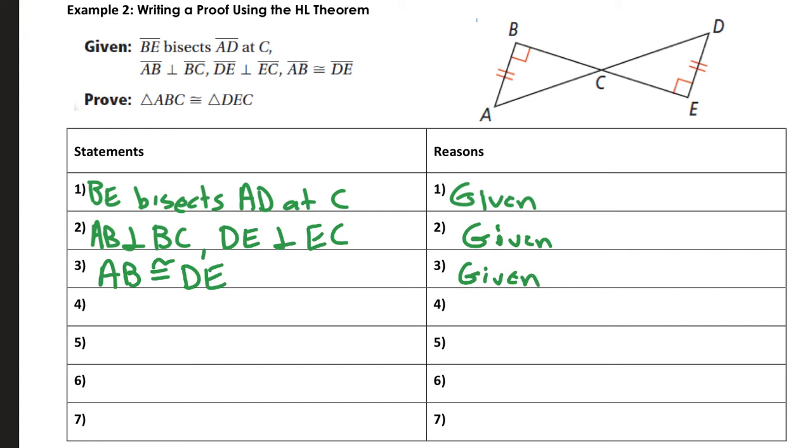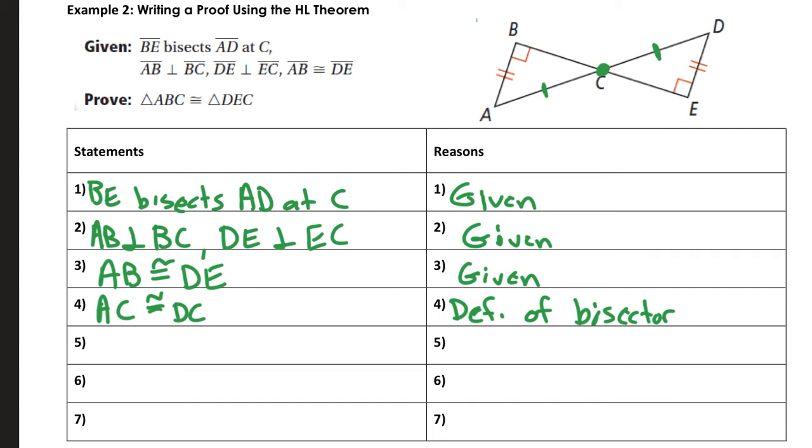Now I go to the things that I can assume from this triangle. The first thing I'm going to say is I'm going to take care of that BE bisects AD. If BE bisects AD at C, that means C is a midpoint of AD, which means AD is being split into two congruent segments. So I can say AC is congruent to DC because that is the definition of a bisector. We talked about bisectors before. Bisectors cut things into two congruent parts. So I can assume that AC and DC are congruent.